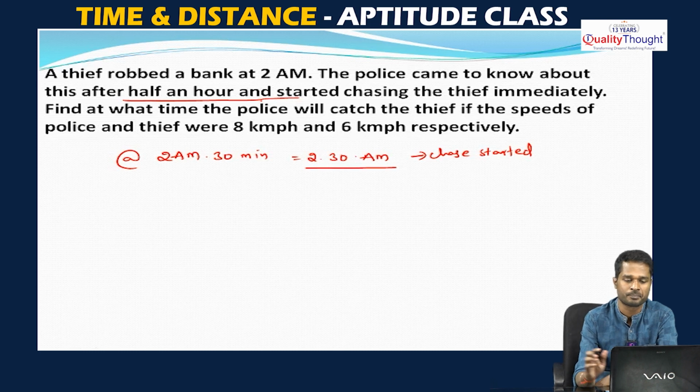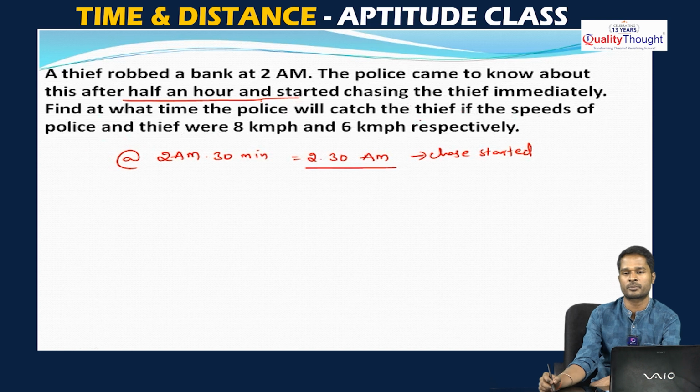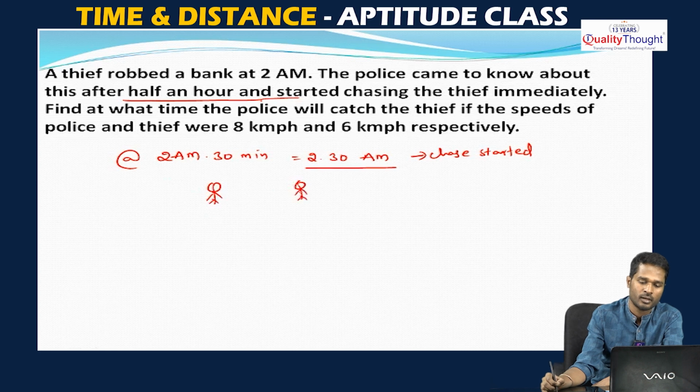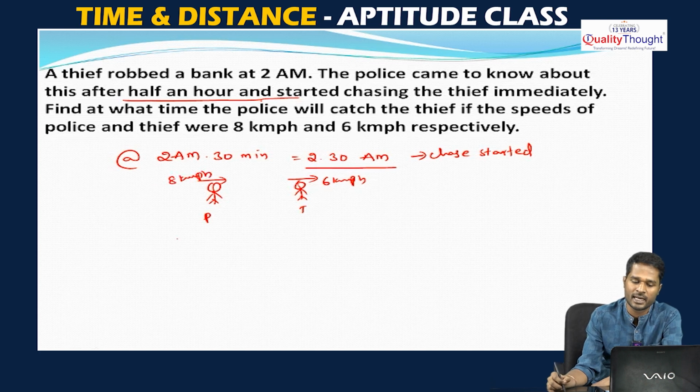Now find at what time the police will catch the thief if the speeds of police and the thief were 8 kilometers per hour and 6 kilometers per hour respectively. See, thief and police both should go in the same direction. If this is the thief and this is the police, and the thief is moving like this, the police also need to move like this. The speed of the thief is 6 kilometers per hour, and the speed of the police is 8 kilometers per hour.